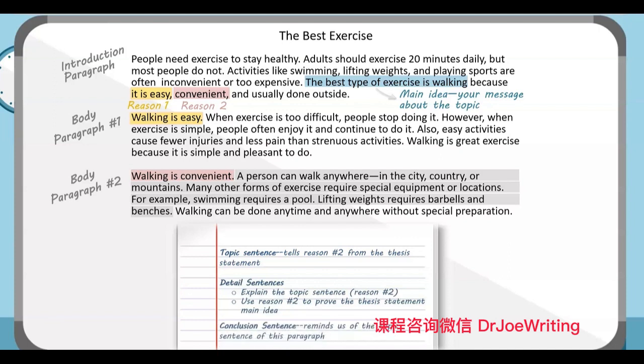The last sentence in body paragraph 2 is our conclusion sentence. This sentence reminds us of the topic sentence of this paragraph. Walking can be done anytime and anywhere without special preparation. Do you see how the meaning of this sentence is a little similar to the meaning of the topic sentence, walking is convenient? Remember, we don't want to repeat any sentences in our essay exactly the same. We want each sentence to be a little different.